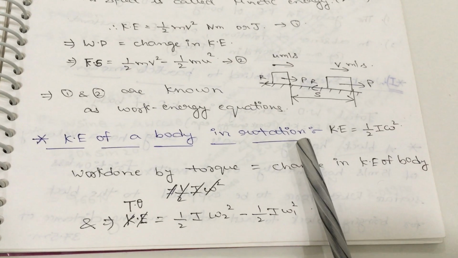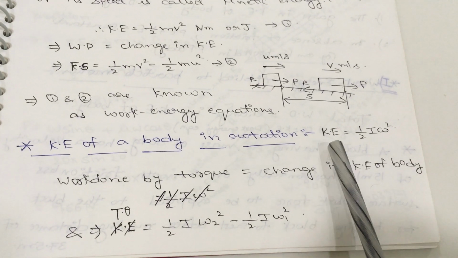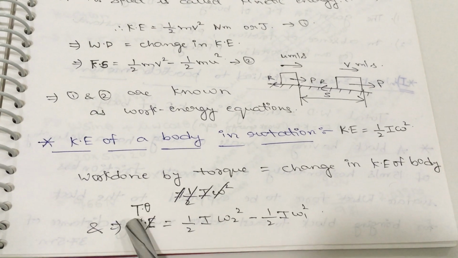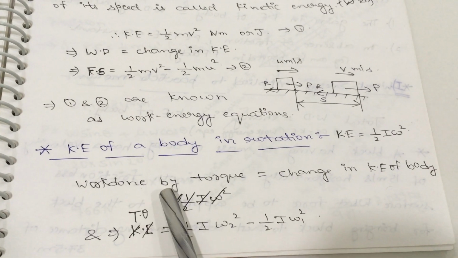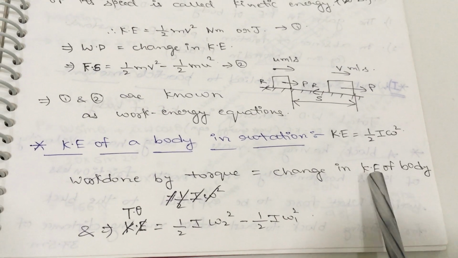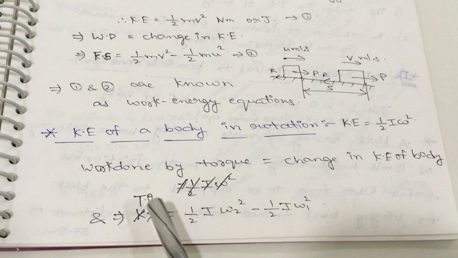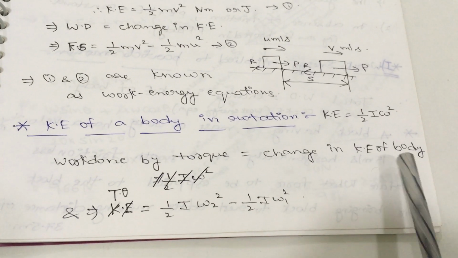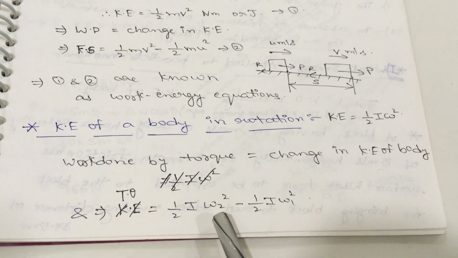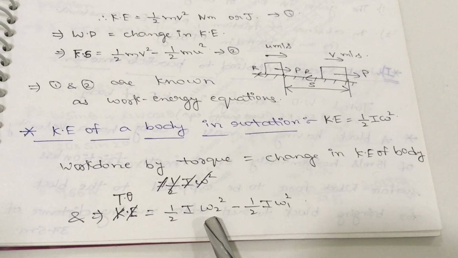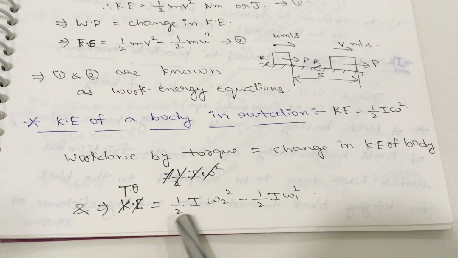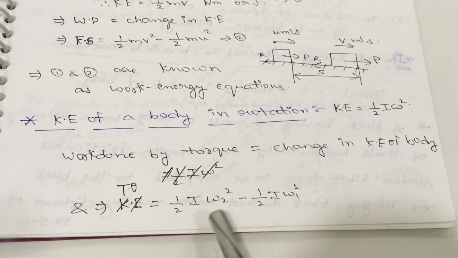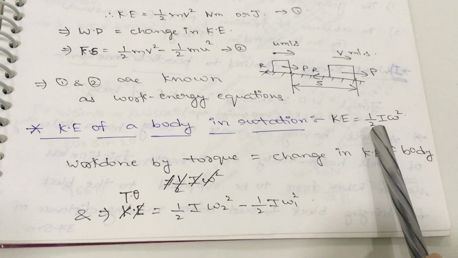Now coming to the rotational motion, we know that in the rotational motion kinetic energy is given by half I omega square and work done by torque is given by torque into theta. So total work done is equal to change in the kinetic energy. This is the work energy equation. So in place of the work done by torque, you will get torque into theta, and the change in the kinetic energy of the body is in terms of the difference of final and initial values, that is half I omega 2 square minus half I omega 1 square.